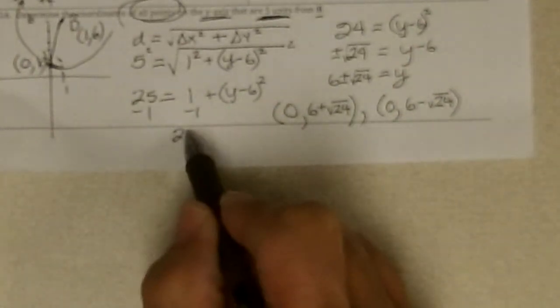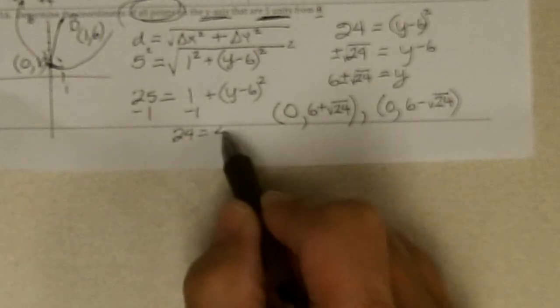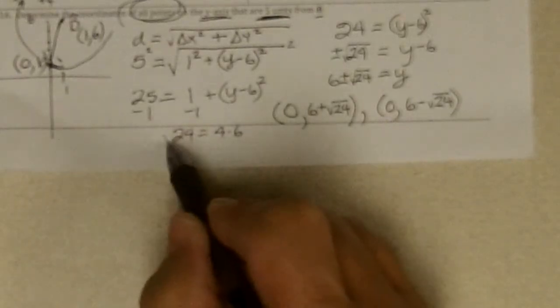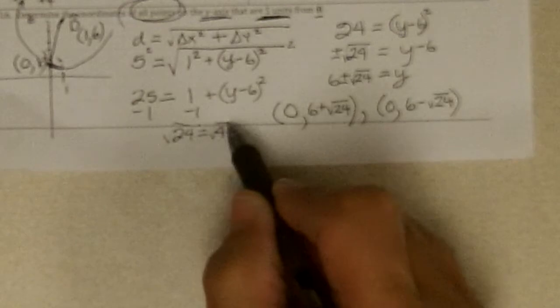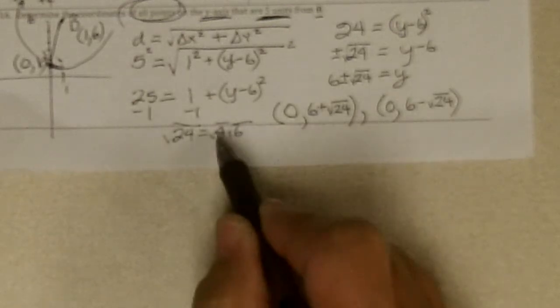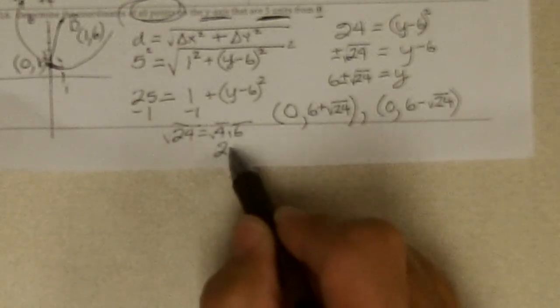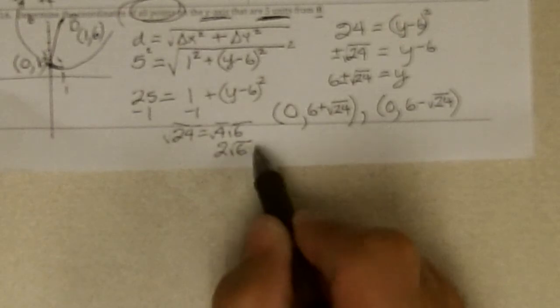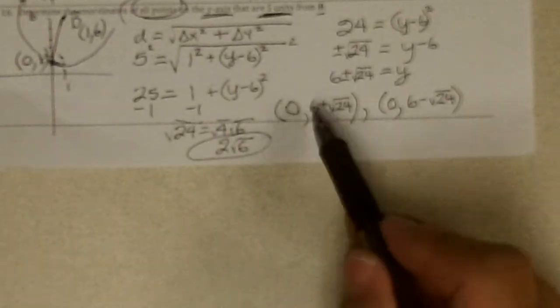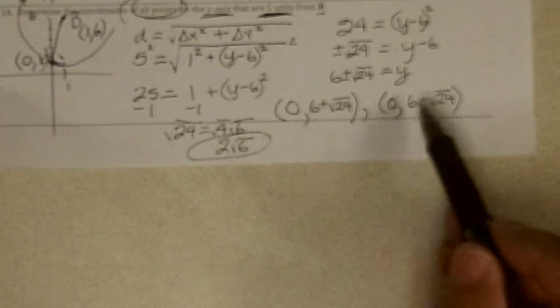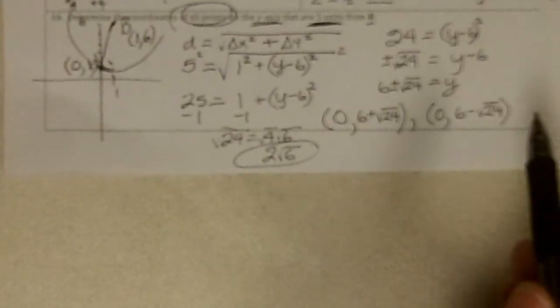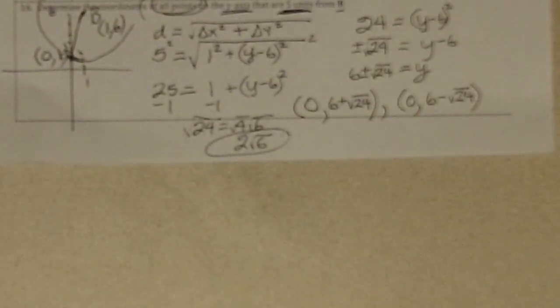And some of you reduce the square root of 24. 24 is 4 times 6, so the square root of 24 is the square root of 4 times the square root of 6. Square root of 4 is 2. Square root of 6 doesn't simplify, and so you could have had 6 plus 2 square roots of 6 and 6 minus 2 square roots of 6. And that's the first page.